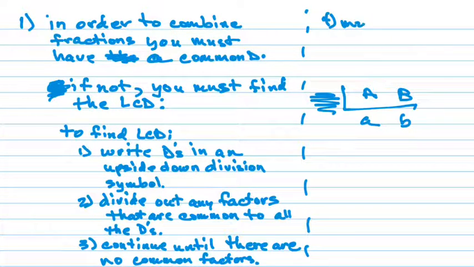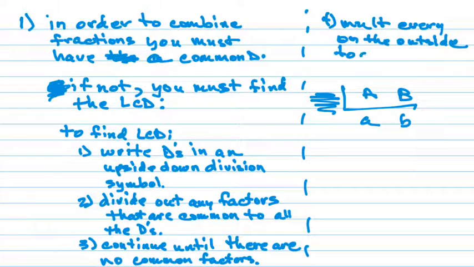Then you simply multiply everything on the outside to get the LCD. That's why we do this upside down division thing. It keeps the stuff we don't want separated from the stuff we do want.